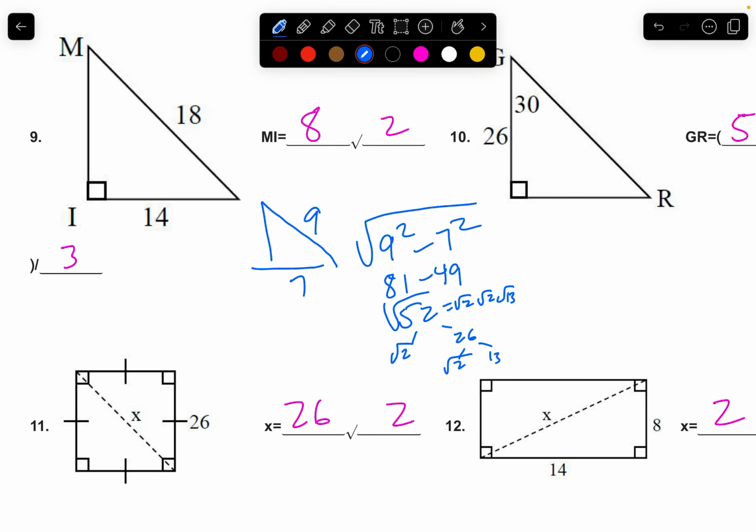Did I mess up? I said 8 root 2 there. That would be, oh. Wait, what is 81 minus 49? Did I get that right? I'm going to type that in. 32. Team.